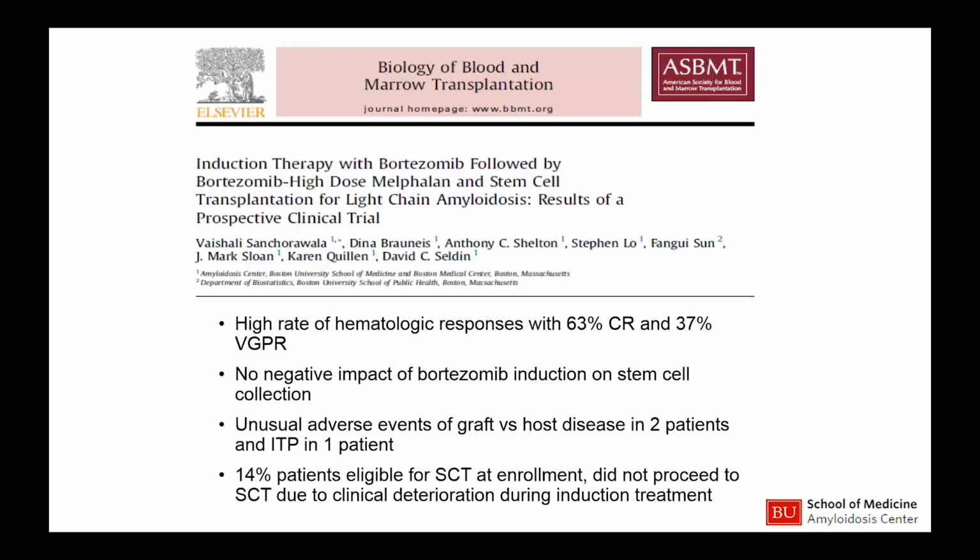A phase 2 prospective clinical trial of 35 patients performed at Boston University Amyloidosis Center tested induction therapy with bortezomib in 2 cycles, followed by bortezomib, high-dose melphalan, and stem cell transplantation for newly diagnosed patients with AL amyloidosis. In this trial, there were high rates of hematologic responses noted, with 63% of patients having hematologic complete response and 37% of patients having very good partial response. Furthermore, there was no negative impact of bortezomib induction on stem cell collection.